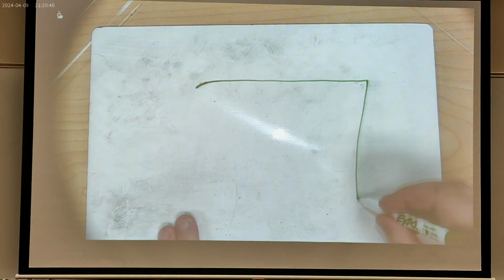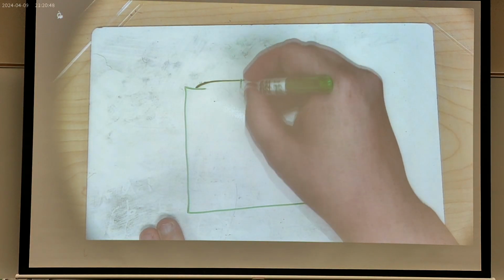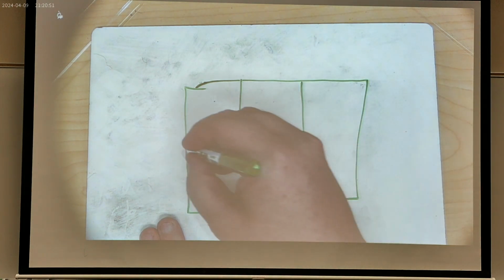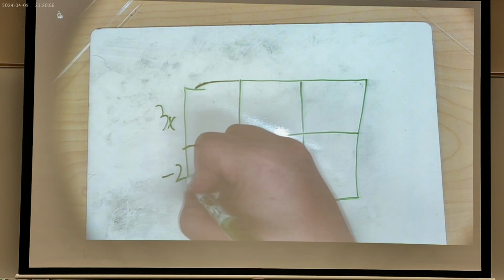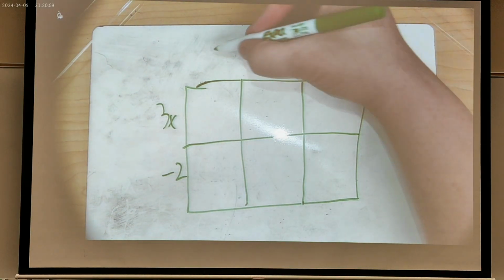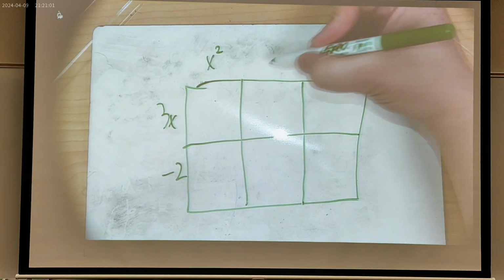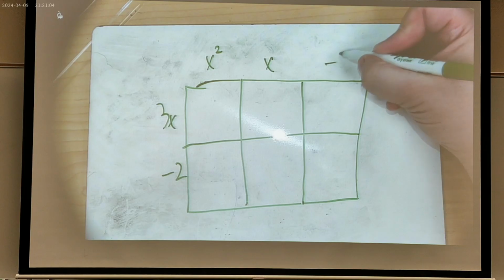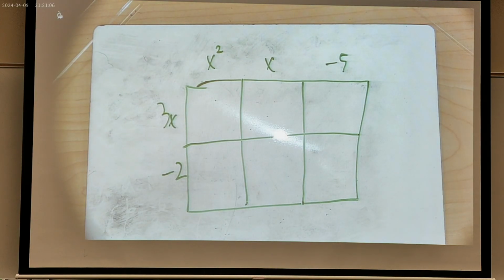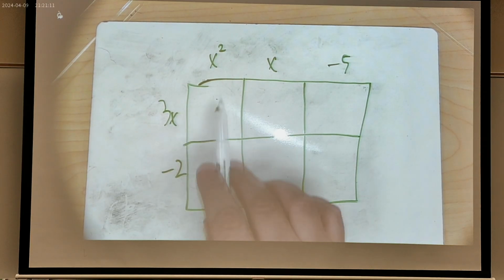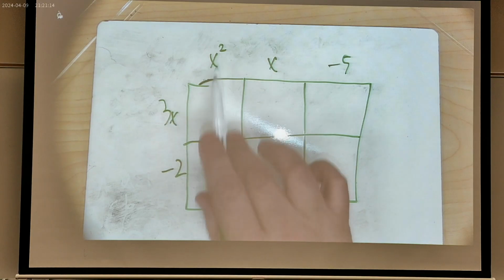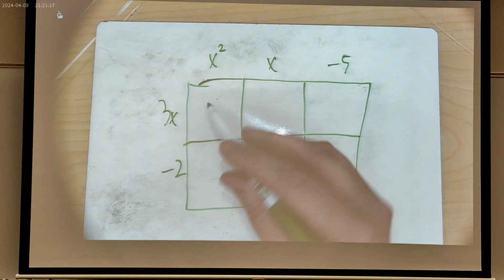I've got 3x minus 2, and then x squared, and then x minus 5. All righty. Again, we're just going to start doing not really cross product multiplication, but we're going to go across and fill in the empty spaces as we see them.